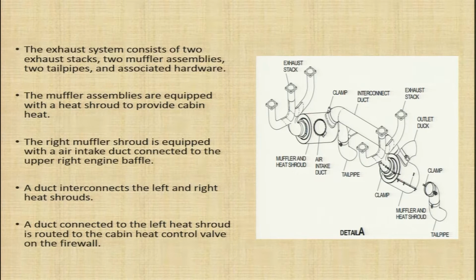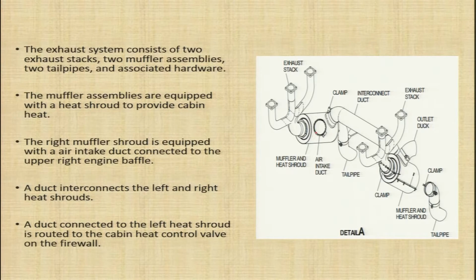These are 2 muffler assemblies. This is one muffler assembly and this is another muffler assembly. 2 tailpipes. This is one tailpipe and this is another tailpipe, and associated hardware, and the hardware is like nuts, clamps, etc. The muffler assemblies are equipped with a heat shroud to provide cabin heat. So, on top of the mufflers you can see you have heat shrouds to provide cabin heat.